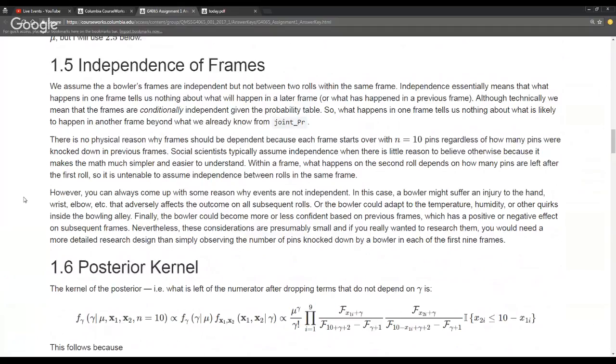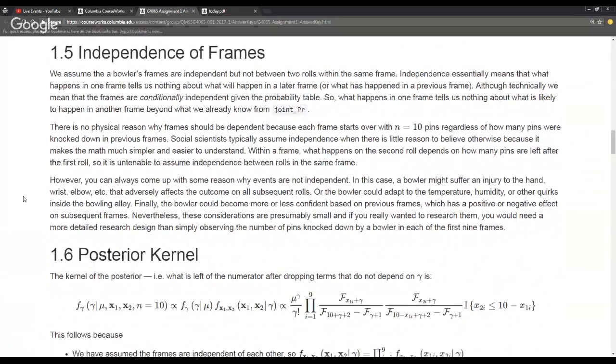Another thing to clarify is that when we say these rolls are independent, we mean they're conditionally independent given gamma. So with gamma, you can generate the 11 by 11 probability table. If you know that, then it's basically saying 1 frame doesn't tell you anything about another frame. So that I think people managed to get pretty well.